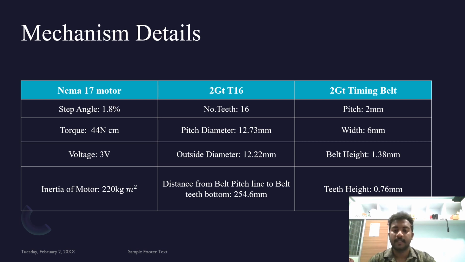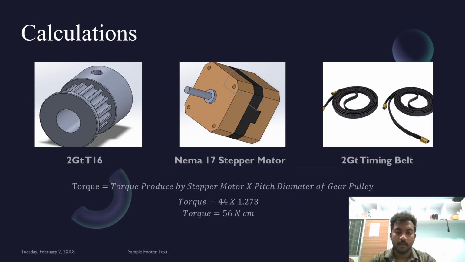One of them is the NEMA 17 stepper motor, which can provide about 44 Newton cm torque, and it also has a rotor inertia of 220 kg meter square. The gear pulley we used for this project is the 2GT 16, which has 16 teeth and a pitch diameter of 12.73 mm. The timing belt we used for this project is also a 2GT timing belt because we want it to work together with the gear pulley. As you can see, images of the 2GT 16 gear pulley, NEMA 17 stepper motor and 2GT timing belt are provided.